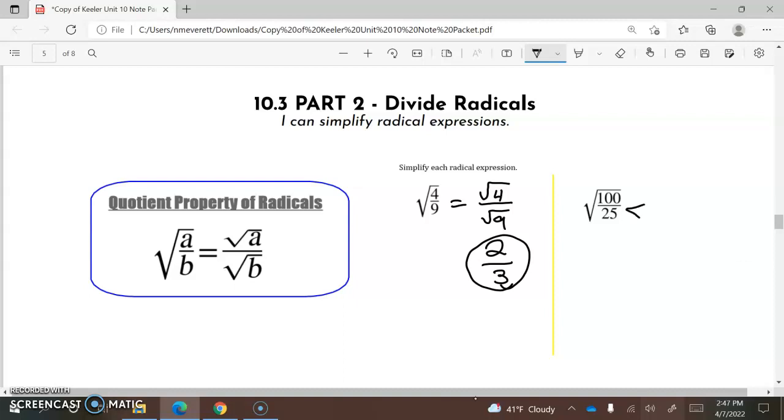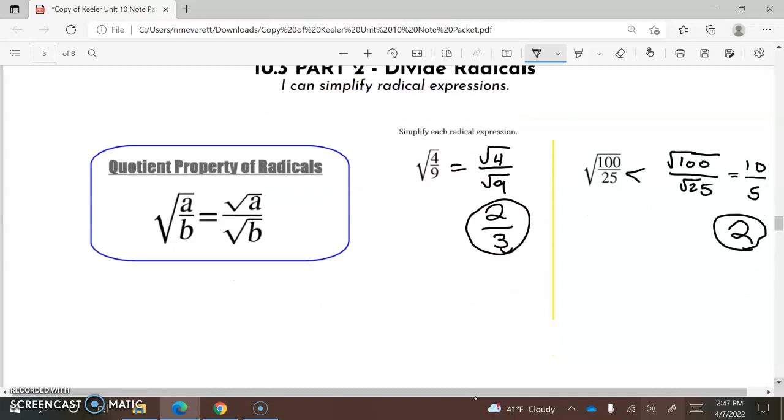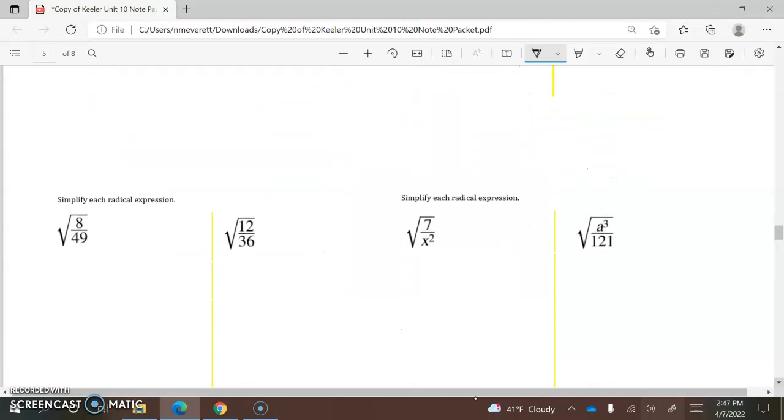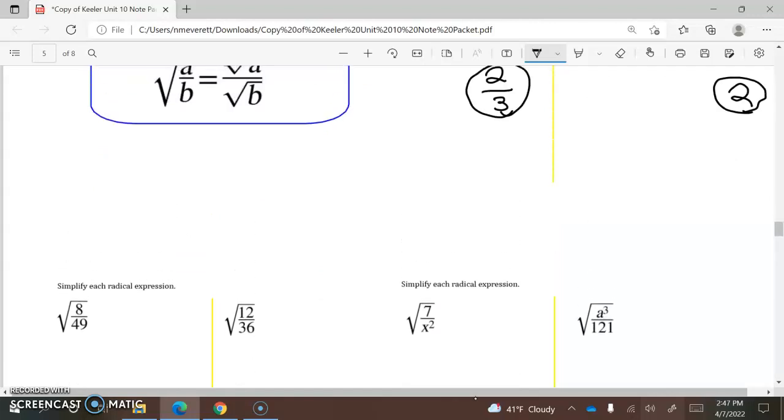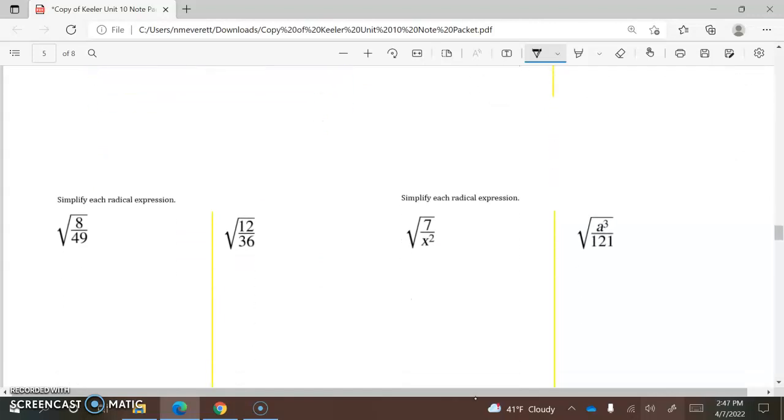Same for this one. You can set it up as the square root of 100 over the square root of 25. Square root of 100 is, remember, just 10. Square root of 25 is 5. 10 divided by 5, you get yourself 2, okay? So the quotient property, we're going to use quite a bit in order to simplify these fractions out here, okay?